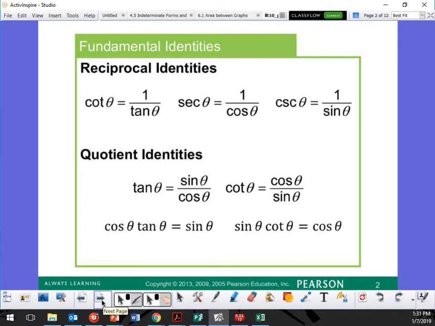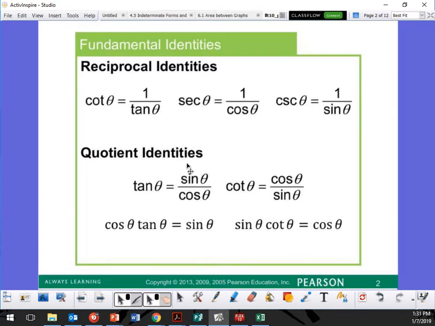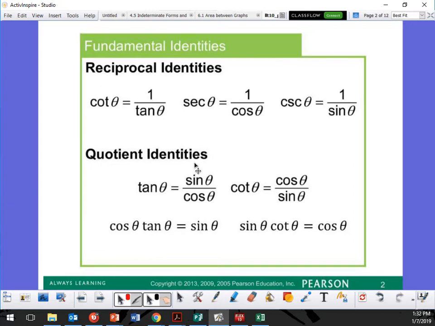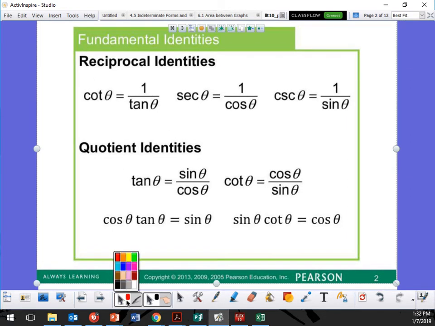So if we know them for what they are, we know sine is my Y, right? So I'm going to just treat it like it's the Y by itself. Y, X, X, Y. So the first identity we're actually going to deal with here is this thing right here. And I'm going to show you guys why that works out.